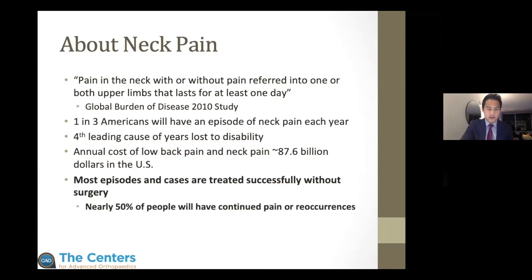The good news about neck pain is that most episodes and cases of neck pain can be treated successfully without surgery, though 50% of people will continue to have pain or may have recurrences throughout their lifetime. So because of this, this is an important issue that affects many of us.